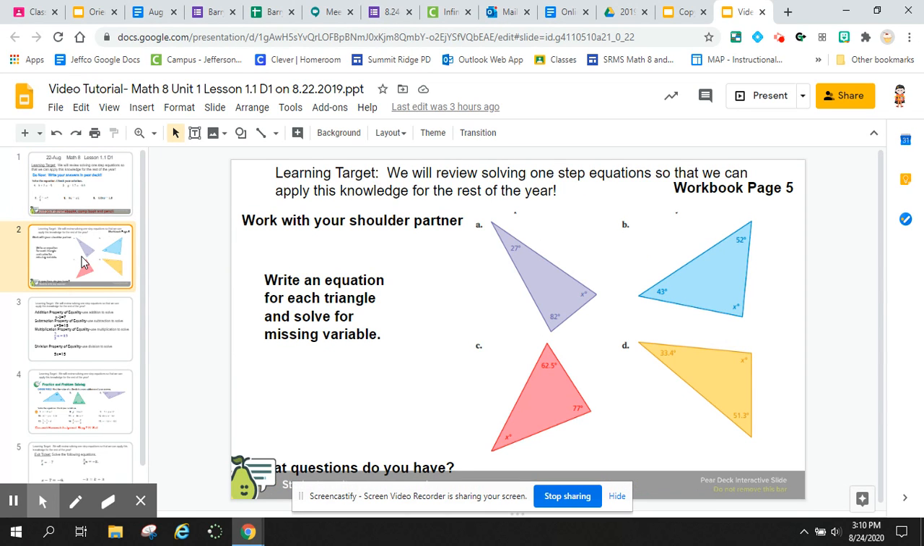Slide 2 here is out of your RPJ book. I labeled it workbook at the time, but for you guys, I'll put RPJ. It's RPJ page 5. The pictures that you see here were taken from your workbook and I pasted them here. You will be writing an equation for each triangle and then solving for the missing variable. It is a Pear Deck. You can see the little pear down here. So you will be submitting your answers and your answers only in Pear Deck. All your work should be done in your graphing comp book.